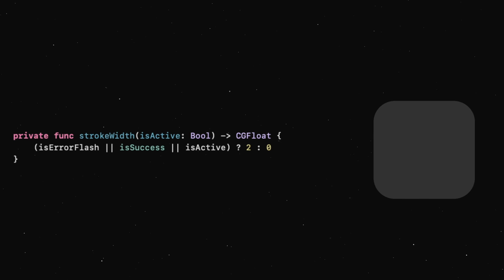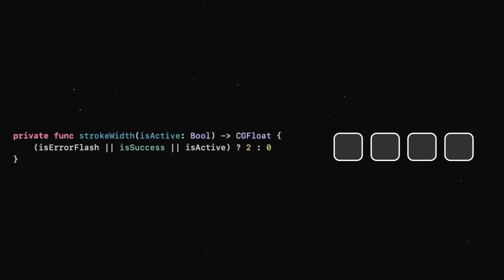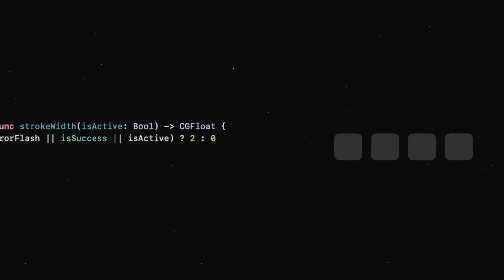Stroke width. This one just decides how thick the border should be. When there's an error or correct code, or when a box is active, we show a visible 2-point border for all of the boxes. Otherwise, it disappears.